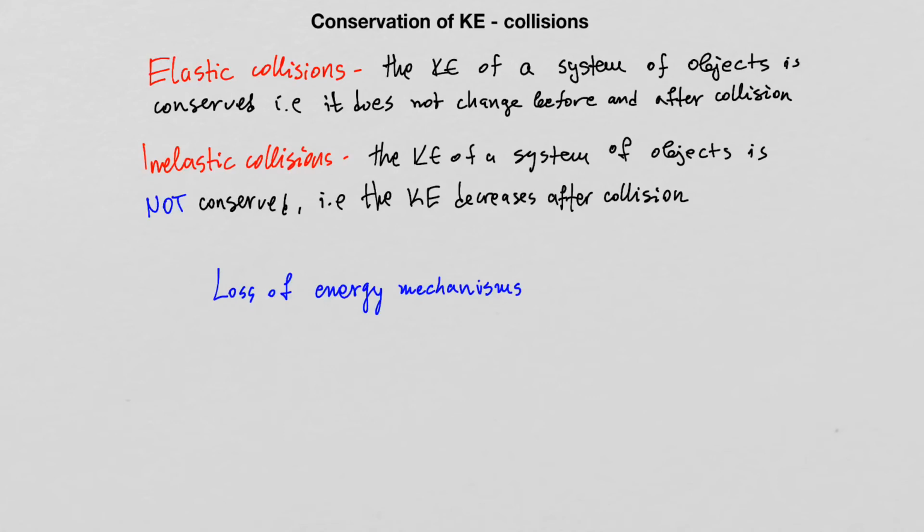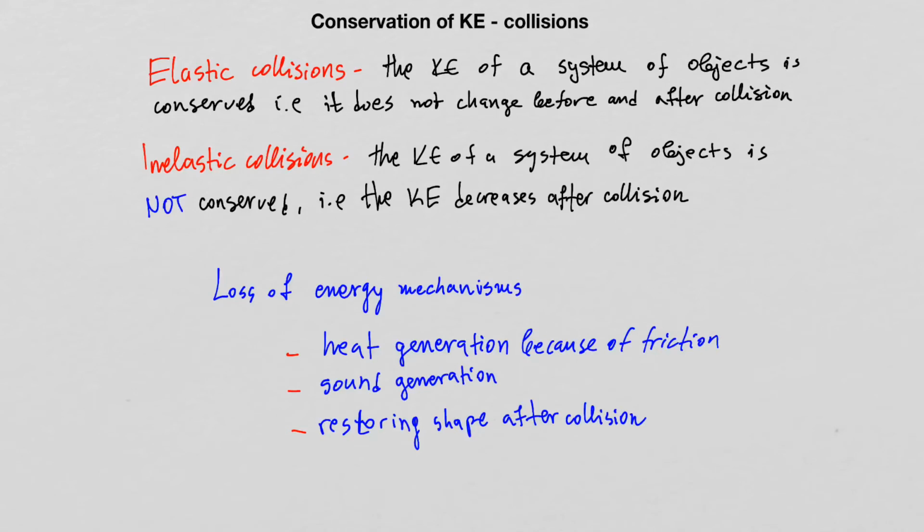So what are the mechanisms of energy loss? There are 3 predominant mechanisms of energy loss during inelastic collisions, and not all of them will necessarily happen during the same collision. It could be a combination of any of the 3, it could be only one of them, it also could be all of them. So we have heat generation because of friction, and this is simple to explain. If you rub your hands, the palms of your hands together, you feel how they warm up. You're generating heat because of friction.